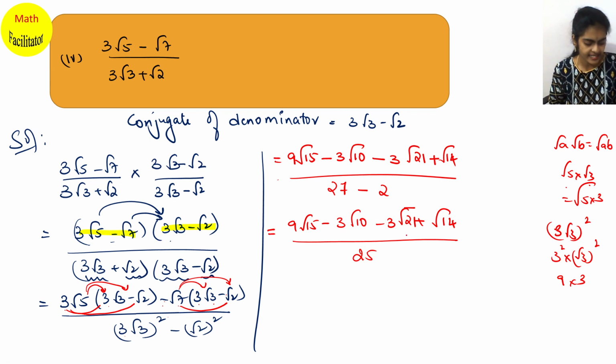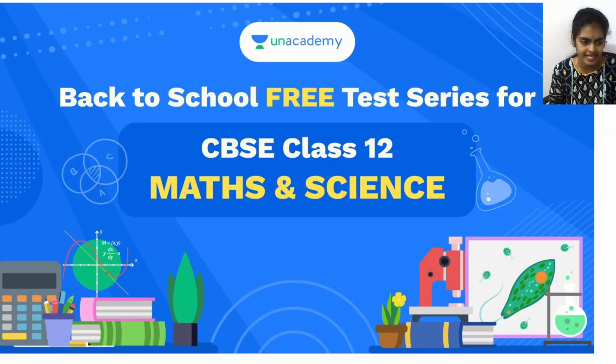Yes, that's it. So this is your final answer, because in the numerator nothing you can take common. You have 9 here, 3 here, 3 here. So you can take 3 common, but in this term you don't have any 3. So there is nothing you can take common. You can leave this answer here.